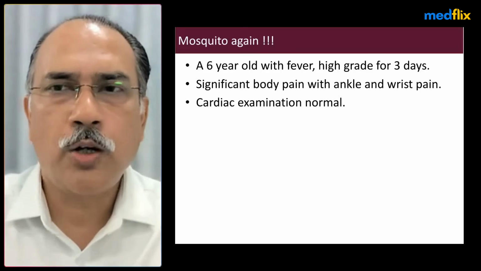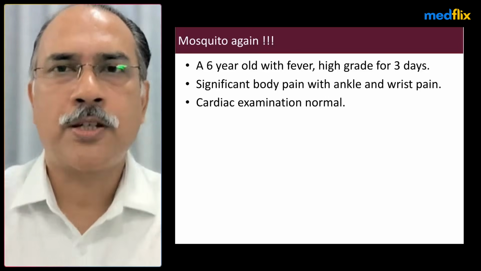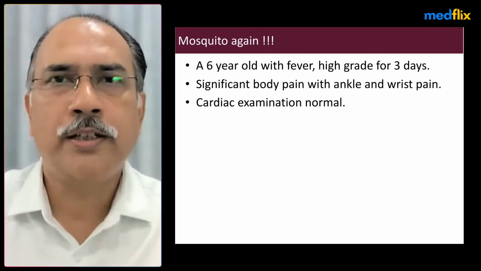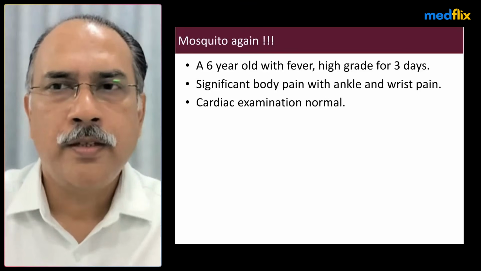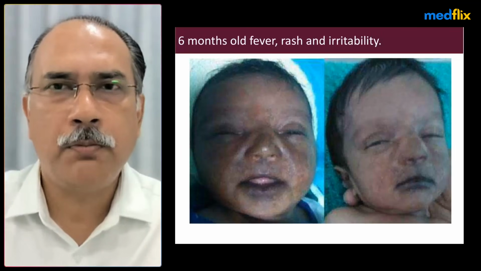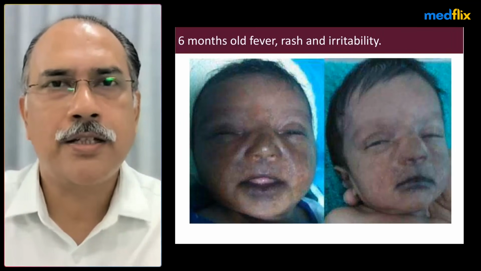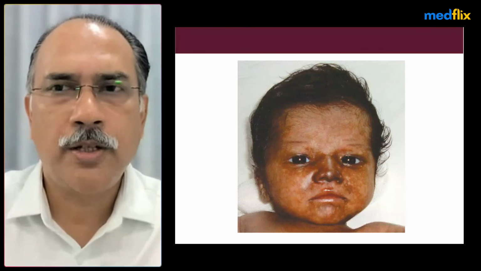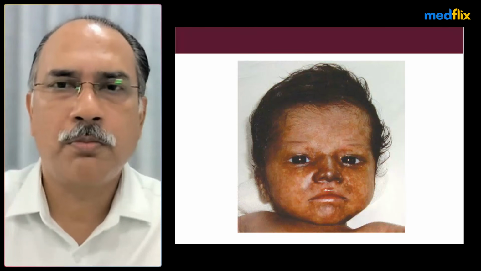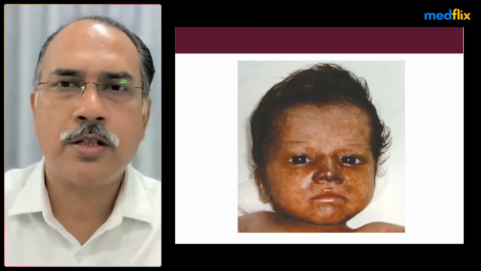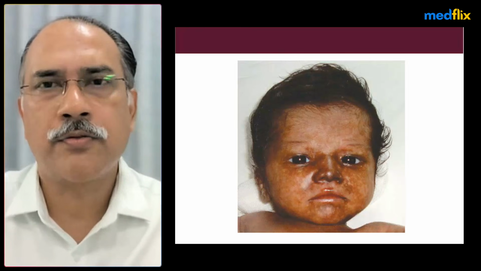So look out for any joint swelling, especially the ankle, wrist, and any pain while moving the legs or the hand. If you see these kind of hyperpigmentation, that is classically seen in newborns and infants with chikungunya. This is another image which is important to remember. Typically around the nose, brownish discoloration that you see, that is also quite classical of chikungunya.